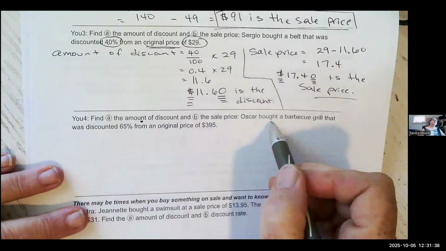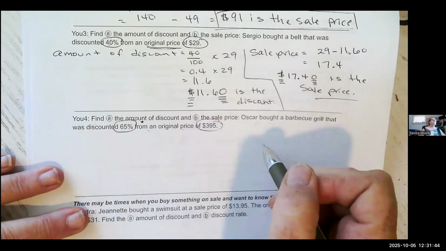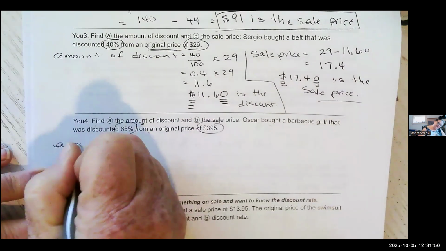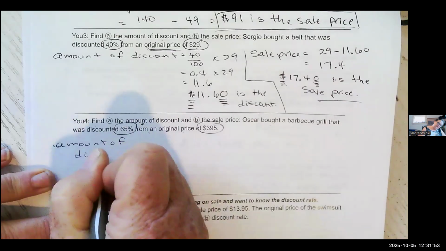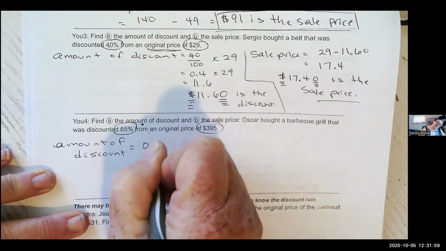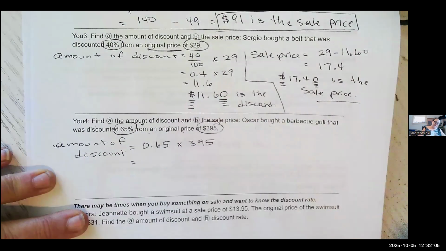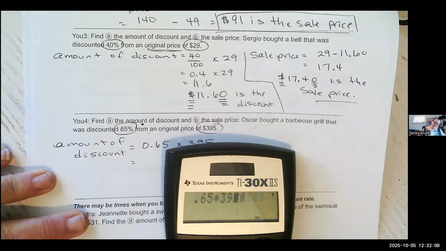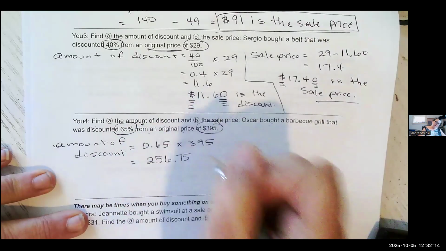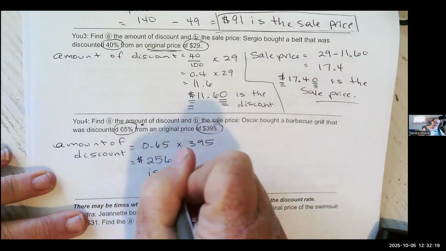Find the amount of the discount and the sale price. Oscar bought a barbecue grill that was discounted at 65% from the original price of $395. Pause the video if you haven't done this one and come back to see how you did. So the amount of the discount is equal to the percent. 65 divided by 100 is 0.65 times the original price, $395. 0.65 times $395 is $256.75. This has all the numbers we need. We just need to stick a dollar sign out in front of that and say, that is the discount.